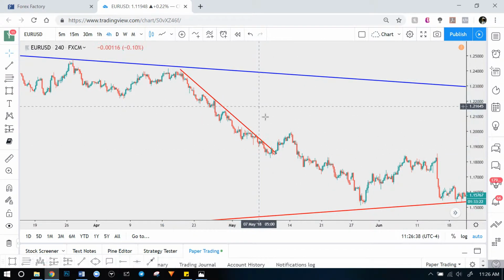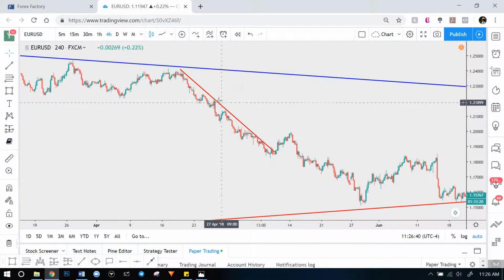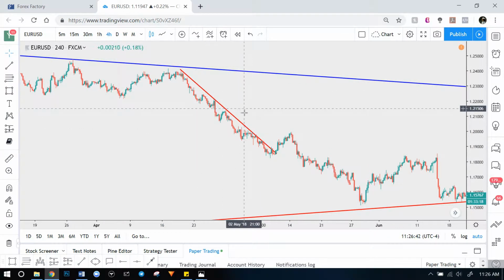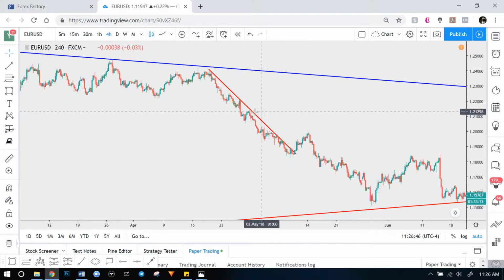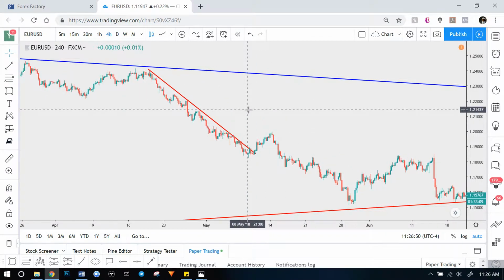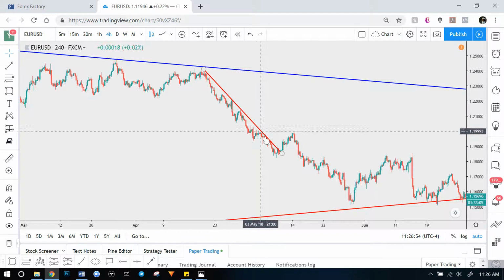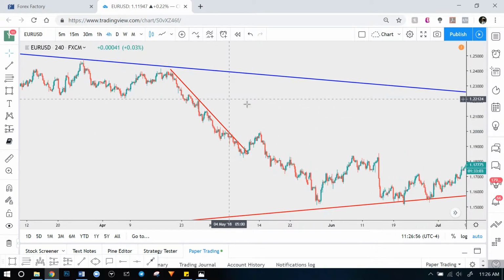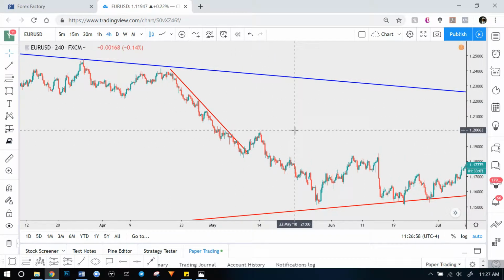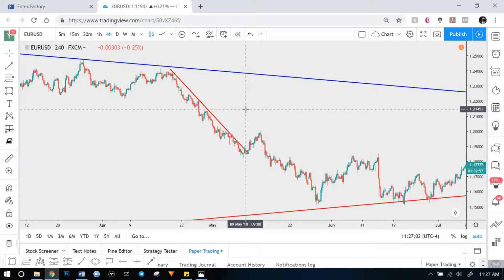Okie dokie. You don't want to try to force trend lines or price into trend lines, because the market doesn't care where your trend lines are. The market moves the way it moves. So it's your job to react to it, your job to analyze it, not to fit price into trend lines.